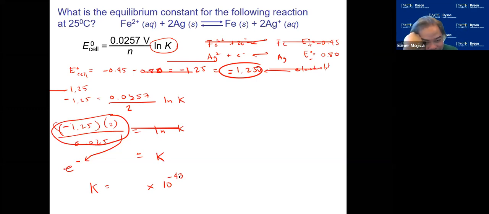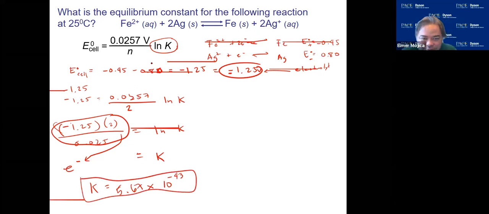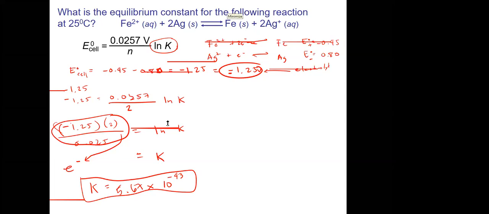What value do you get there? I get times 10 to the negative 43. So 5 point, maybe 5.67. What does it tell us? Does this value make sense? Is it very big or small? It's very small.